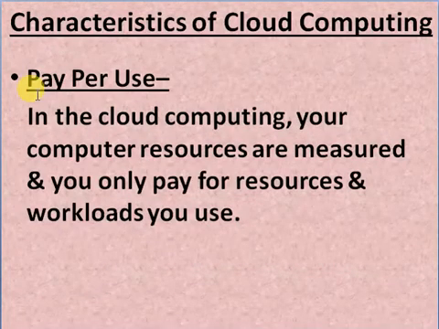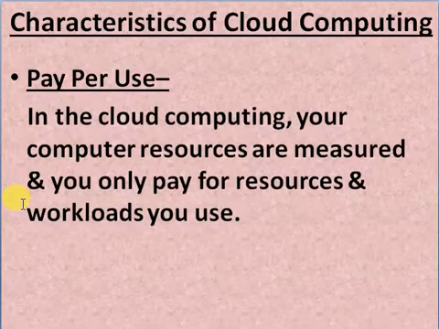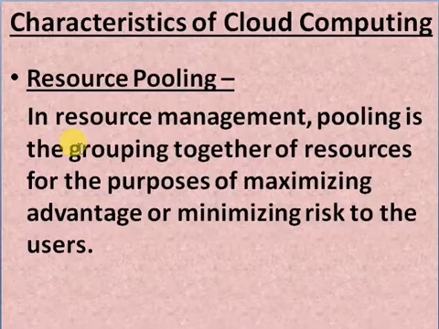Another one is pay per use. In cloud computing, your computer resources are measured and you only pay for the resources and the workload you use. Another one is resource pooling. In resource management, pooling is the grouping together of resources for the purposes of maximizing advantage or minimizing risk to the user. Now, to understand this concept better, let me give you an example.